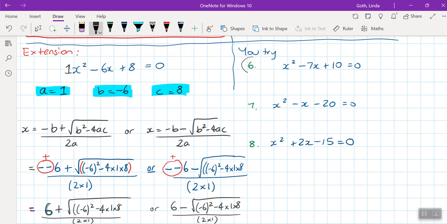And if you like, you can try question 6, 7 and 8. If you're looking for even harder examples of the quadratic equation, please ask Miss Goff or just Google it. Good luck.